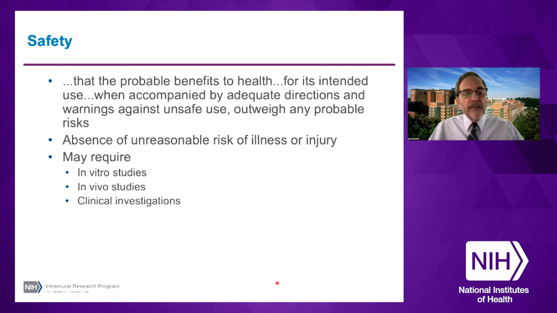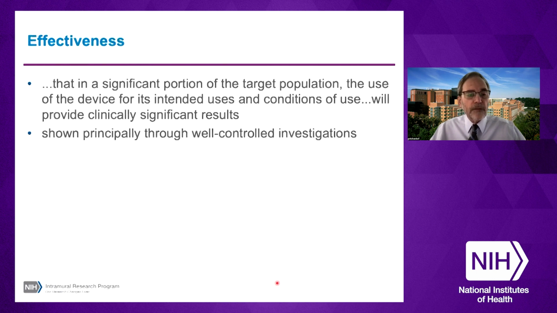So safety means that the probable benefits to health for its intended use, when accompanied by adequate directions on how to use it and warnings against unsafe use, outweigh any probable risks. So the benefits, given adequate directions, have to outweigh any probable risks. There has to be no unreasonable risk of illness or injury. This may require in vitro studies or in vivo studies, and that may be sufficient depending on the device, but there may also be a requirement for clinical investigations to demonstrate safety.